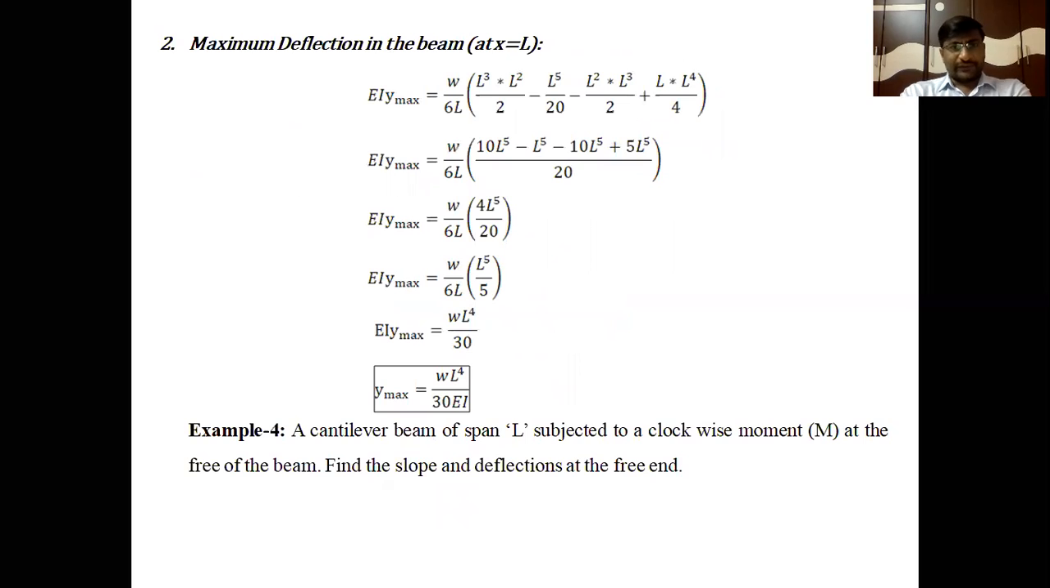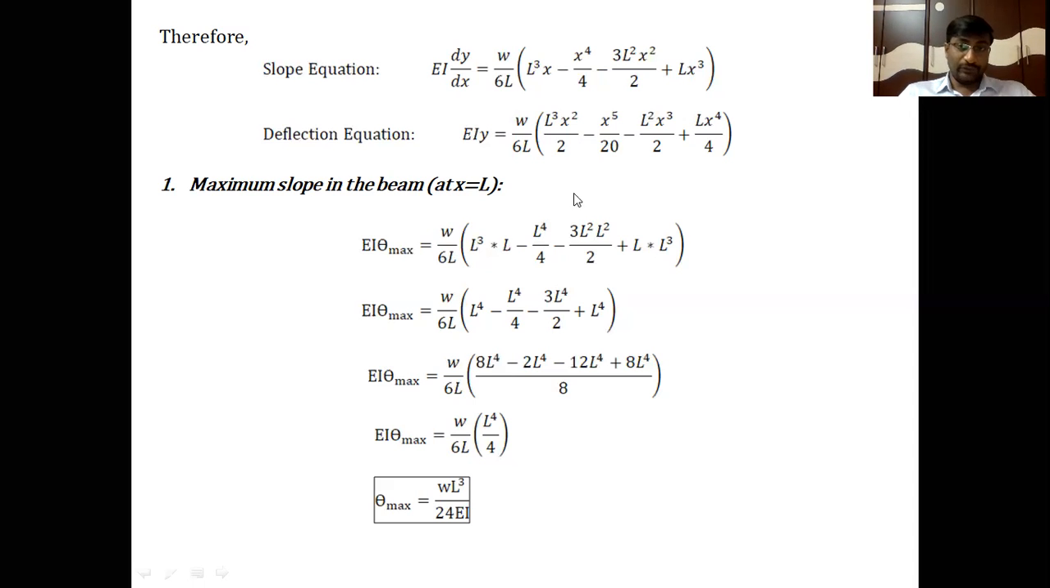Then maximum deflection. Maximum deflection also occurs at the free end, that is at x is equal to L. To find the maximum deflection, we should substitute the L value in place of x in the deflection equation. Upon substitution of the L value in place of x, we will get the maximum deflection.